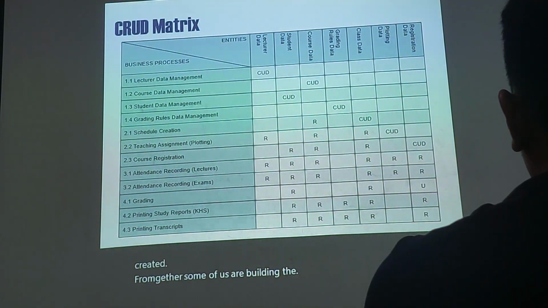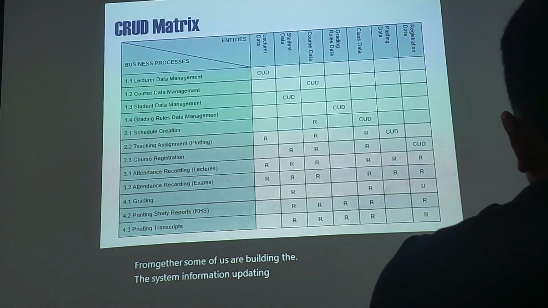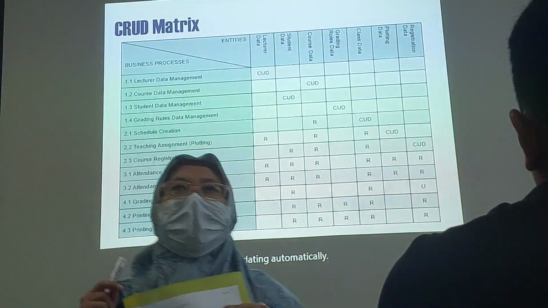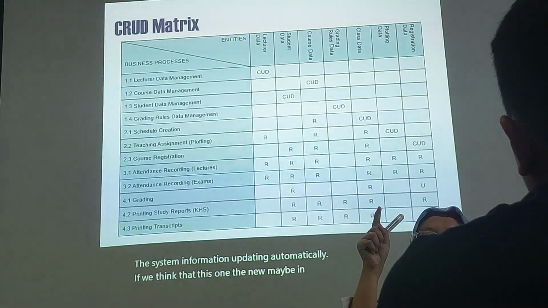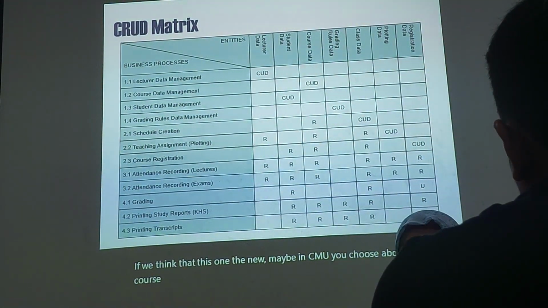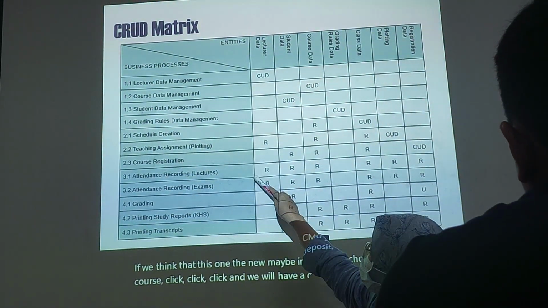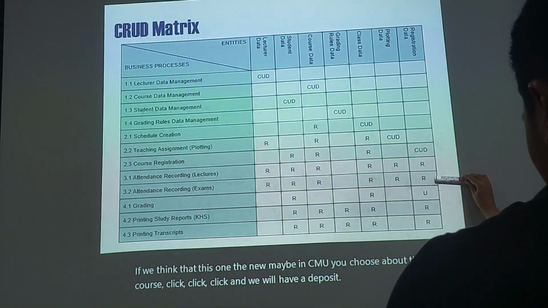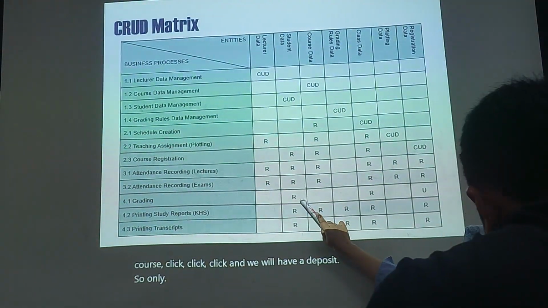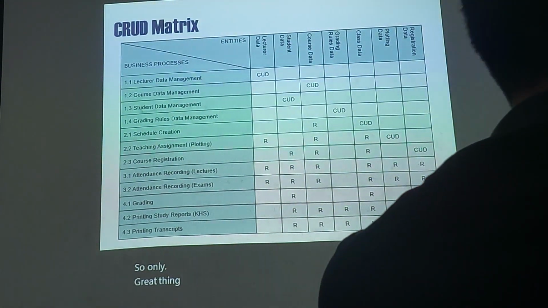The information system updates automatically. If we take a look at this one, maybe in Siam you click, you choose about the course, click, and you will have a report like that for the attendance report. So only read. Okay, and then for the grading, this is student only with class with data registration.